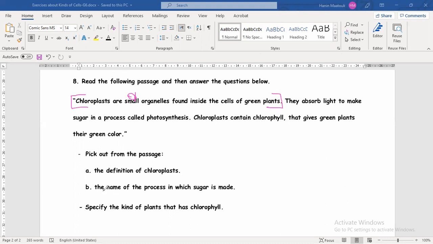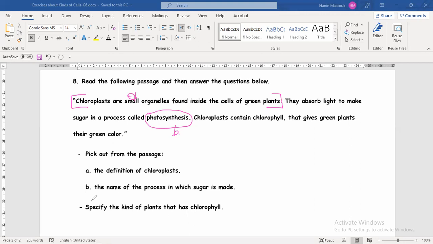The second question: the name of the process in which sugar is made. What is the name of the process in which plants make sugar? Let's continue. They absorb light to make sugar in a process called photosynthesis. So the name will be photosynthesis. No need to copy the whole sentence because it will be wrong. I only want the name of the process, so you will copy only the name. Do not copy the whole sentence, and as a teacher, I have to search where the exact answer is. Okay, put directly the answer or the name.